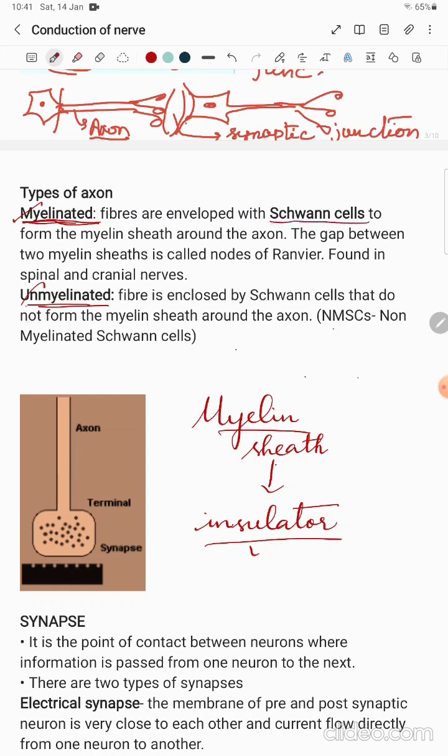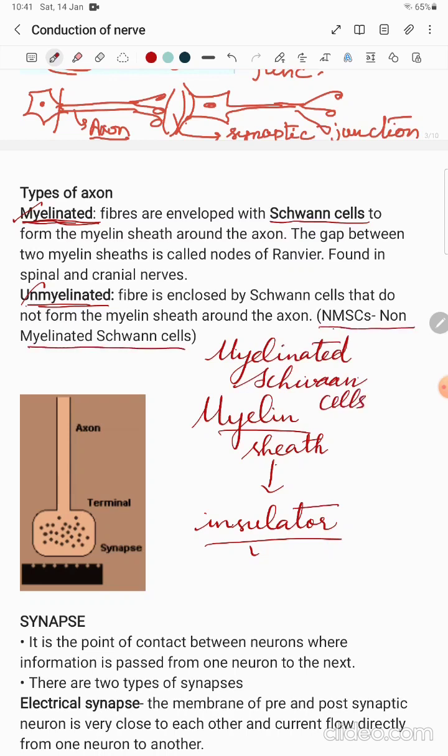So what kind of cells? Schwann cells. Now there are two types of Schwann cells present. One is myelinated Schwann cells, and the next one is non-myelinated Schwann cells. Understood? These are the two types. It is so easy: if the Schwann cells are forming the myelin sheath, then this is called myelinated axon. If the Schwann cells are not forming any myelin sheath, then that is called unmyelinated axon.